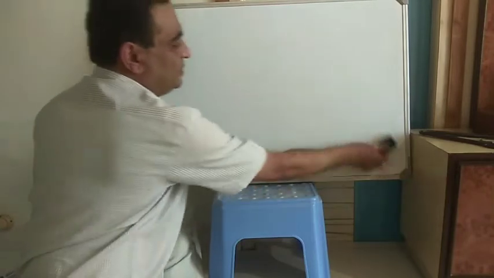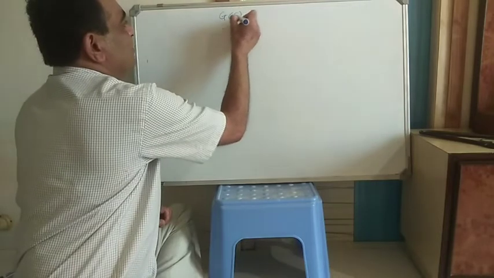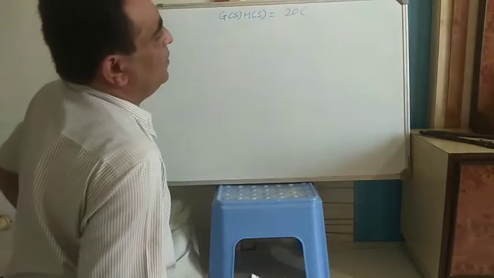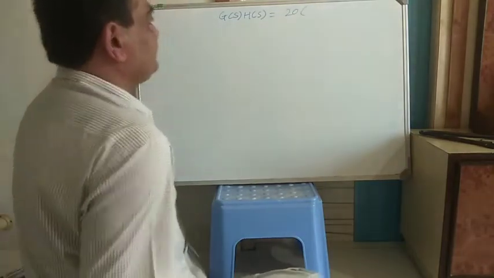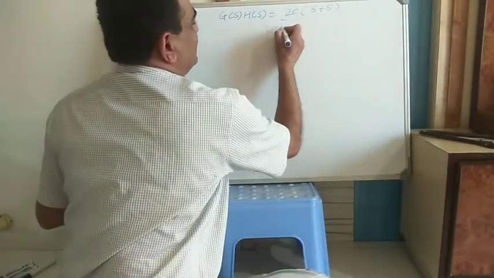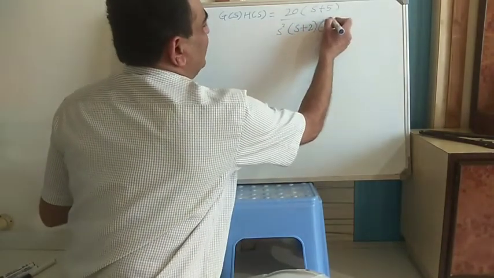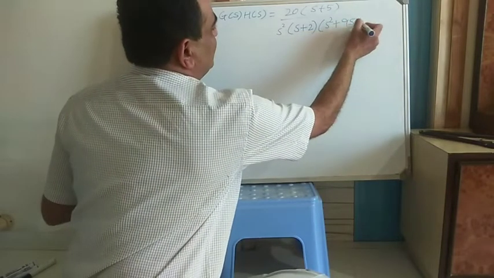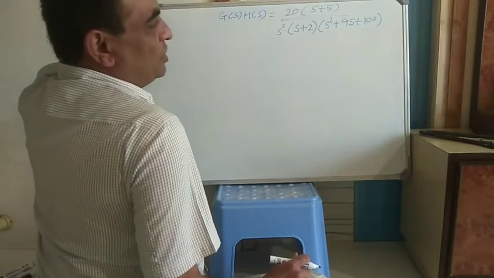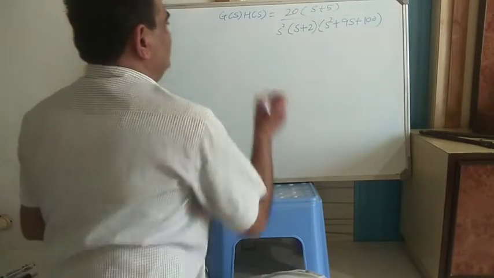So let me take one example to get the phase. Let's say your G(s)H(s) is given as 20 upon (s plus 5) divided by (s squared plus s plus 2) and (s squared plus 9s plus, let's say, 100). So now you need to convert it to a time constant form first of all. So let me convert this into a time constant form.